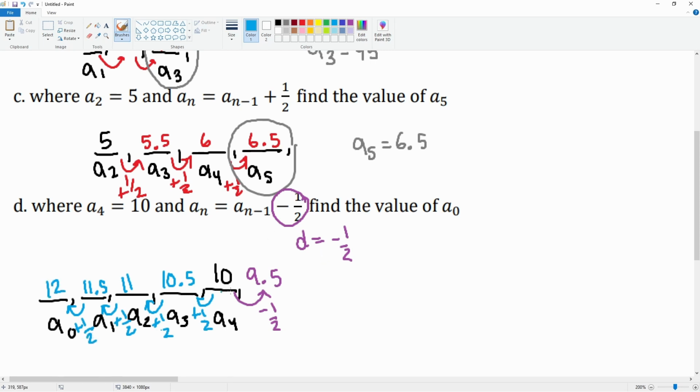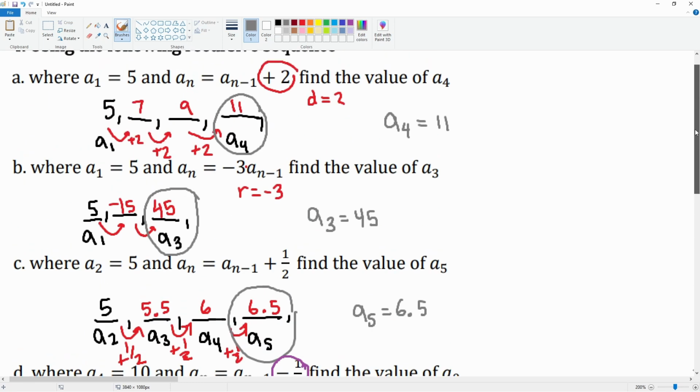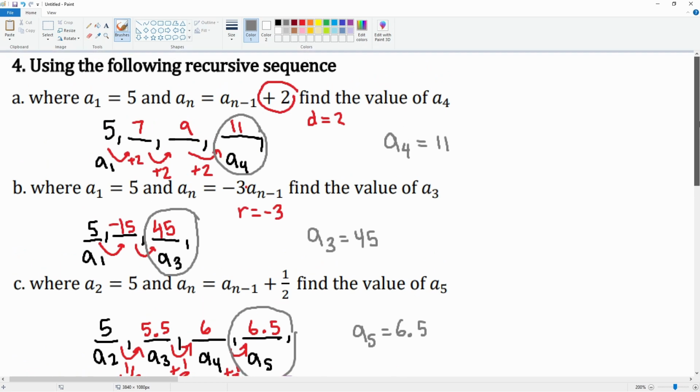Okay. So 10, 3, 2, 1, 0. Perfect. So this would be it. A0 is equal to 12. Okay. So there you go. We just had to apply that common difference backwards. So there you go. That is how you use the recursive formula to get any given term for the sequence.